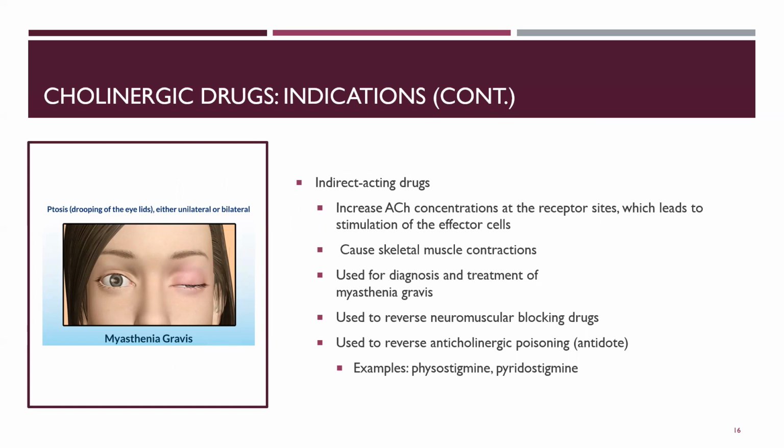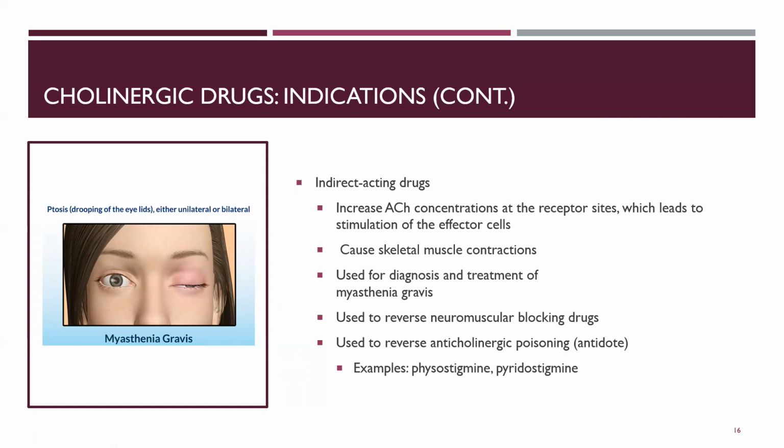So indirect acting drugs increase acetylcholine concentrations at the receptor sites, which leads to the stimulation of the effector cells. So they can cause things like muscle contractions, and can be used for the diagnosis and treatment of myasthenia gravis, which you can see here. This woman has myasthenia gravis because it causes that ptosis, the drooping of the eyelids, and that can either be unilateral or bilateral. They can also be used to reverse neuromuscular blocking drugs and used to reverse anticholinergic poisoning.